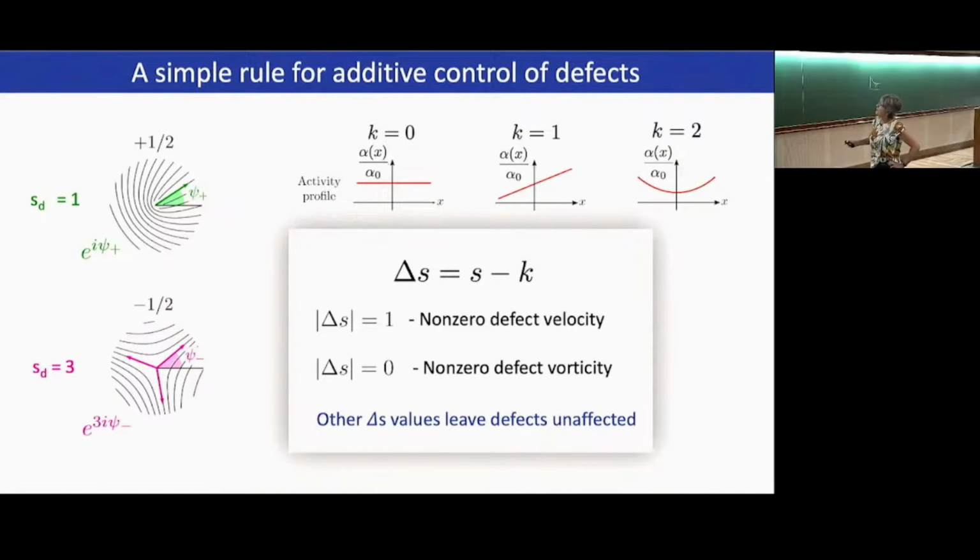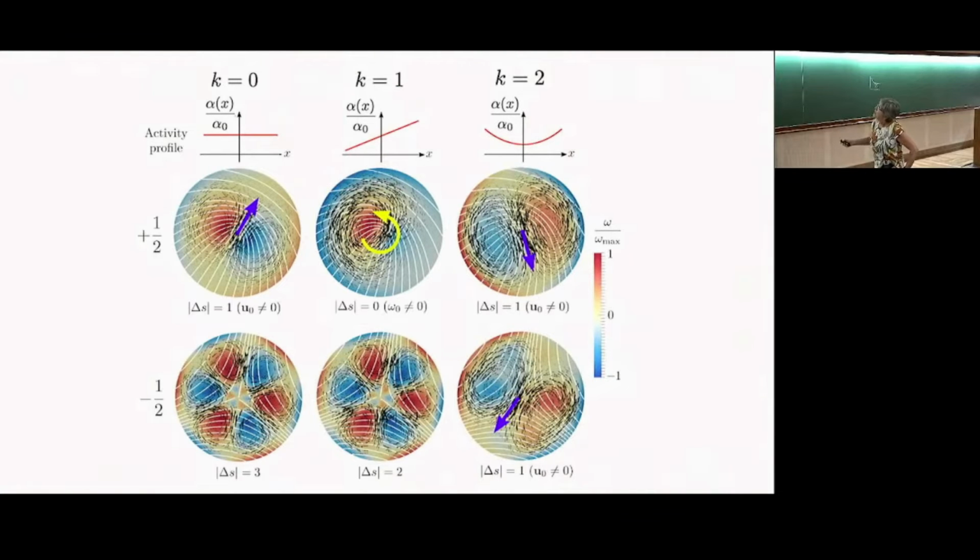So for instance, a constant activity profile, well, actually, I want to show the other slide. A constant activity profile will, as we know, get the +1f to move, but leaves the -1f unaffected. A linear activity profile, k equal 1, causes the +1f to rotate, but does nothing again to the -1f. But a parabolic activity profile can actually render the -1f self-propelled too, and also adds to the propulsion of the +1f.